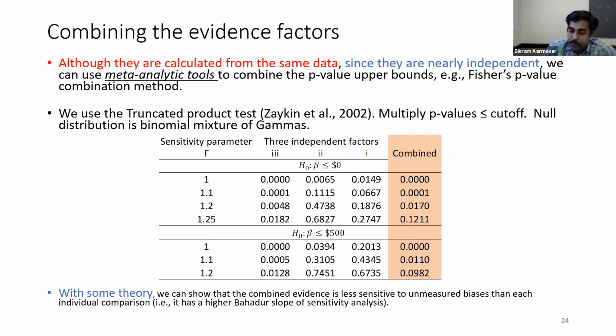Now, according to this pooled evidence, we still have insensitive results up to 1.2. At 1.25, the p-value is high.